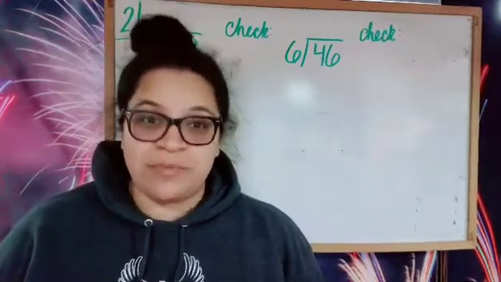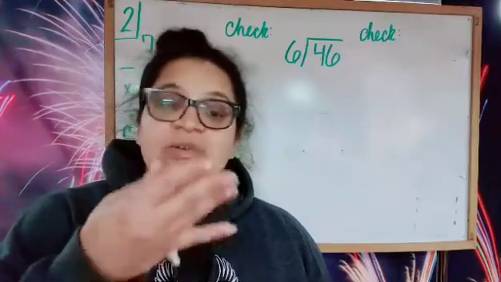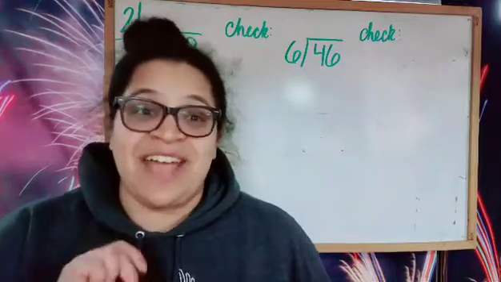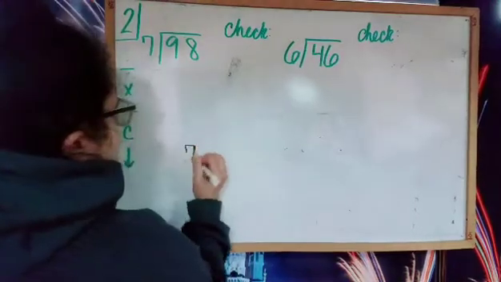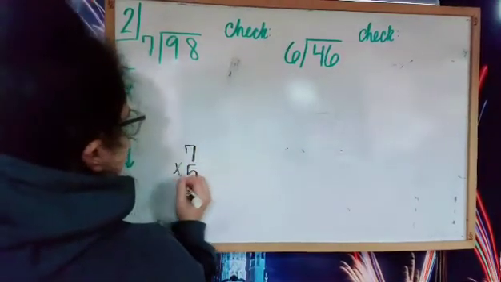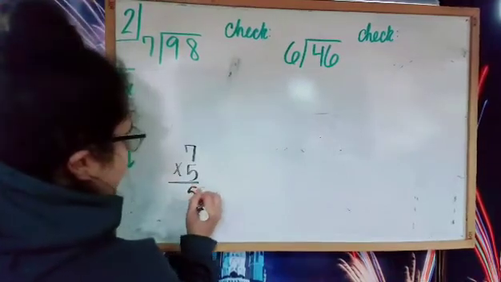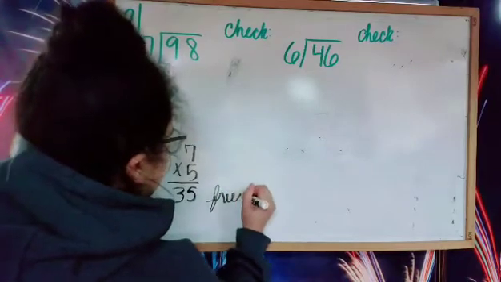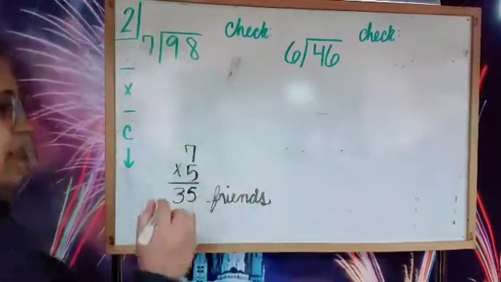So which of the 4 processes are we going to use? Addition, subtraction, multiplication, or division? If you said multiplication, that's right. We have 5 times as many. So last year, there were 7, and this year there's 5 times as many. And so how many friends are invited? 7 times 5 equals 35 friends. Good job. So that was number 1A.